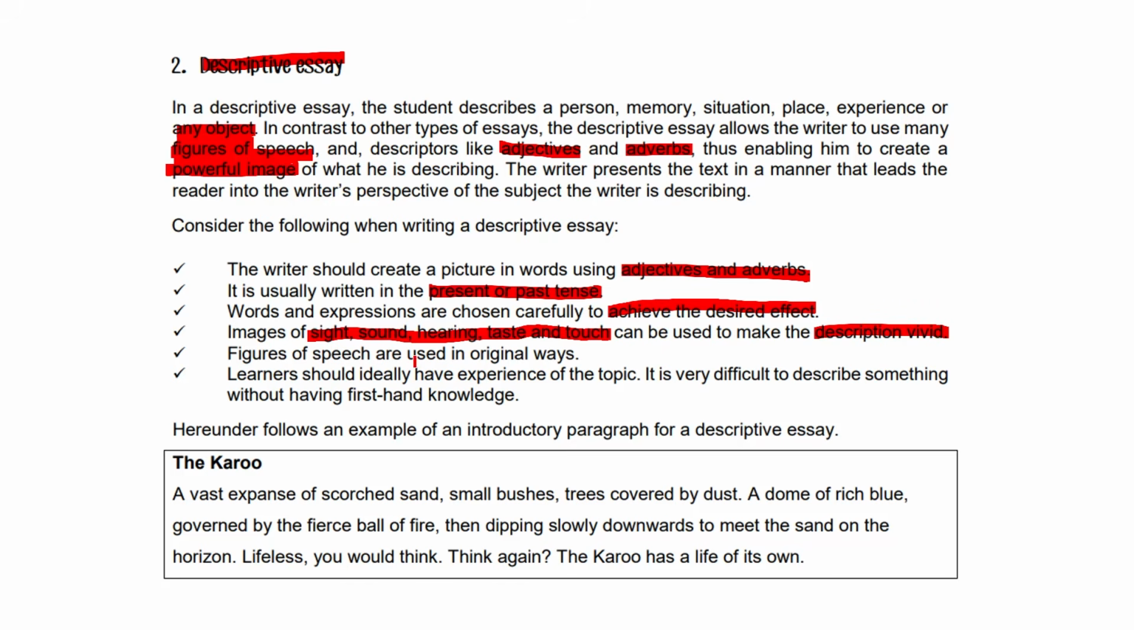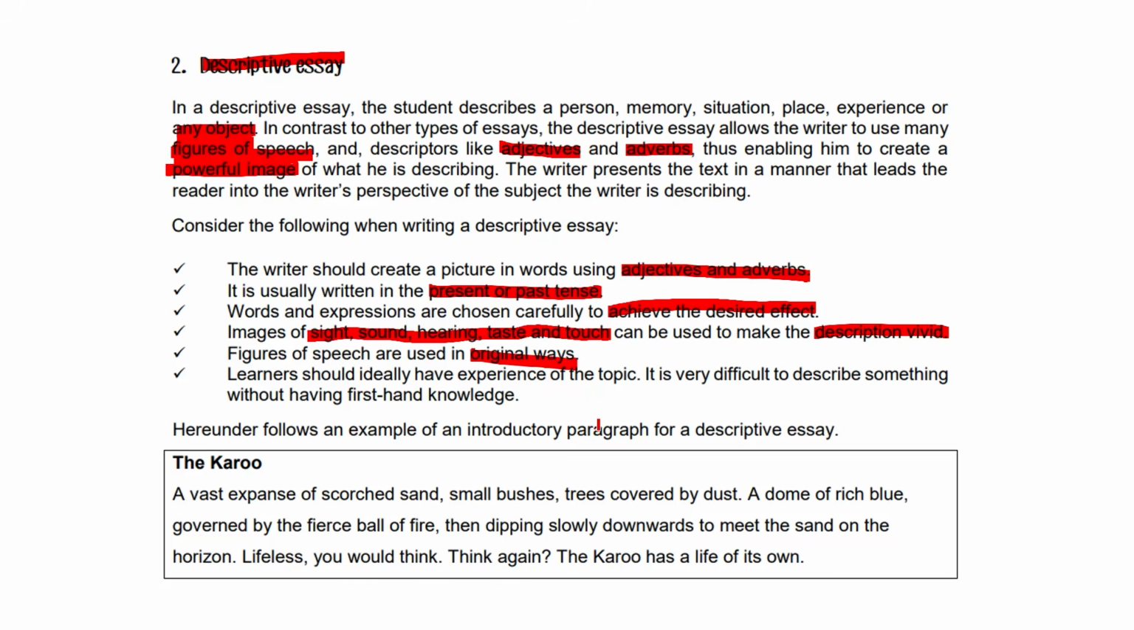Now, figures of speech are used in original ways. Okay, quite like this. Try and make it as authentic as possible. Not things like, oh, he ran as fast as a cheetah. Those are some more childish figures of speech. Try to make it a bit more mature, ridding yourself of your like vakansie, BDC type essays.